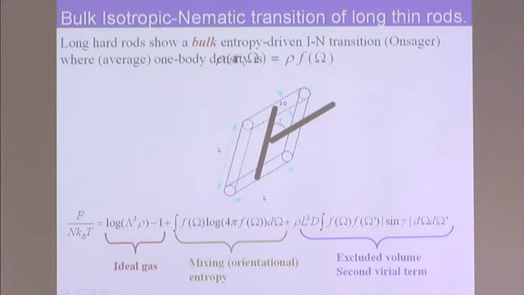And here's a cartoon showing you what excluded volume means in this context. And here is the famous expression for the bulk free energy per particle. So this involves an ideal gas term, an entropic term. This involves a mixing entropy term, orientational entropy.